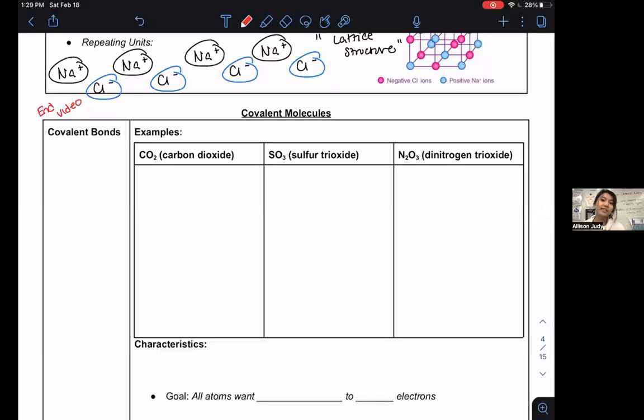All right, students, welcome to your second day of lecture. Today we'll be tackling the next two types of bondings. There's a total of three main types of bondings that we address in chemistry.